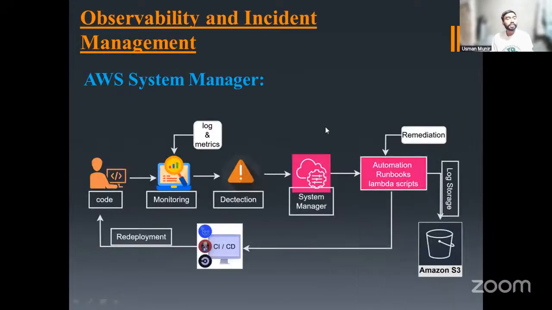The next topic is observability and incident management. First we will discuss AWS Systems Manager. It's a cloud service of Amazon that enables automated workflows to remediate incidents using runbooks, such as restarting failing EC2 instances and patching servers.